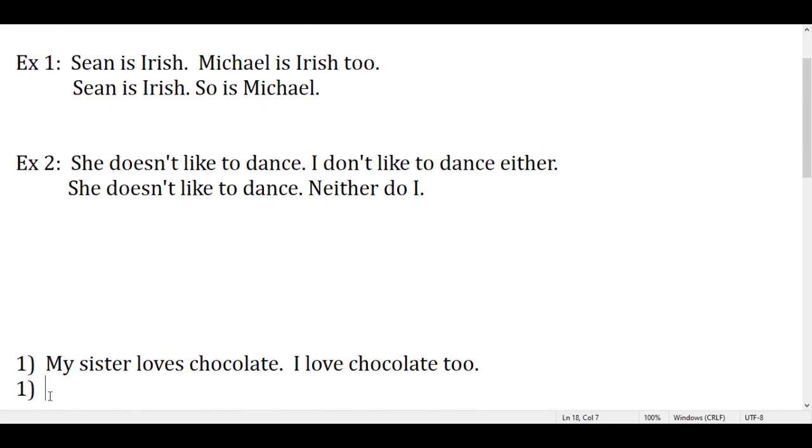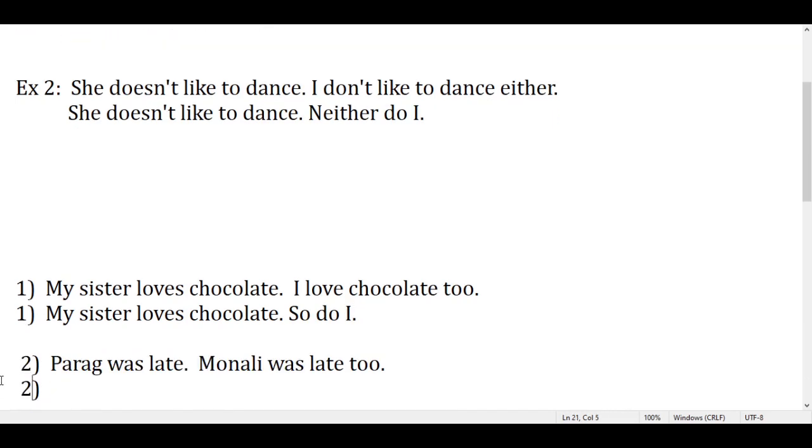Look at the first one. It says, my sister loves chocolate. My sister loves chocolate. I love chocolate too. So don't you here want to say, I also love chocolate? So I'm sure you came up with the right answer, guys. I hope you had paused the video. The answer is, so do I. My sister loves chocolate. So do I. Okay? Sure you got that right, guys.